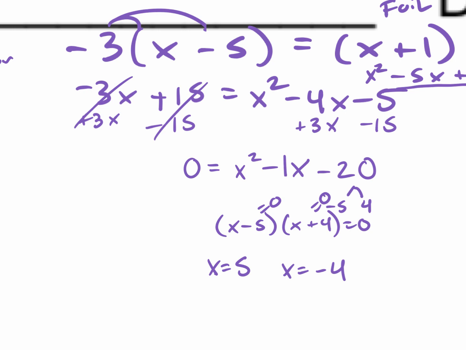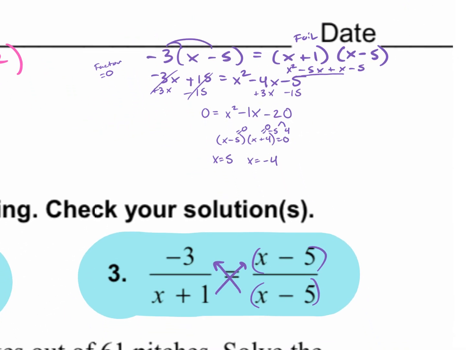Now let's check our answers. It's always a good habit to check just to make sure both of our answers work. So let's start by plugging in 5. What are we checking for? To see if we get 0 in the denominator. We cannot have 0 in the denominator. 5 plus 1, is that 0? Nope, so we're good there. What about 5 minus 5? That's 0, so what does that mean? 5 is not an answer.